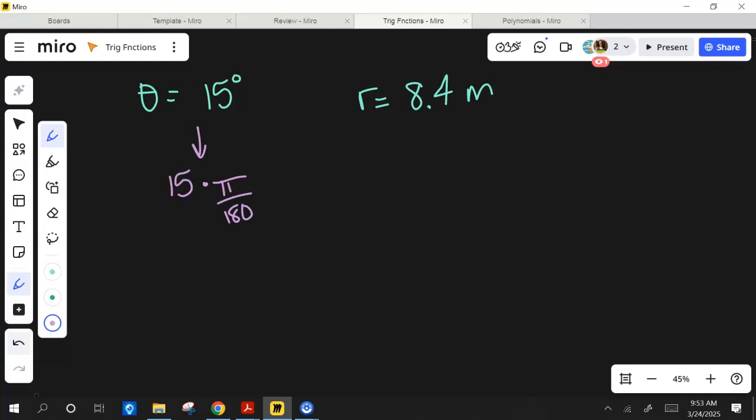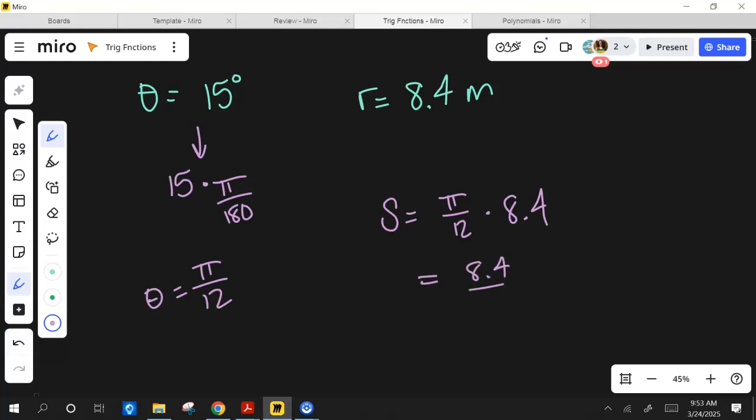What is it? Pi over 12. So my theta is really pi over 12. So now to find the arc length, pi over 12 times 8.4. Do 8.4 divided by 12 and make it into a fraction.